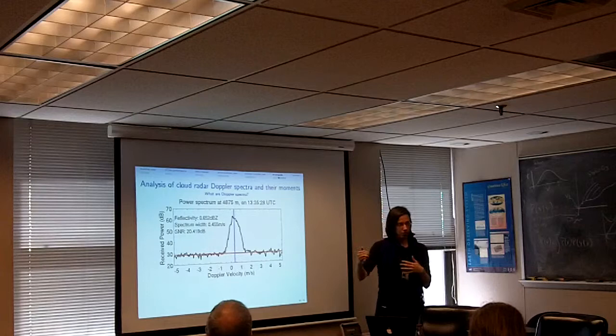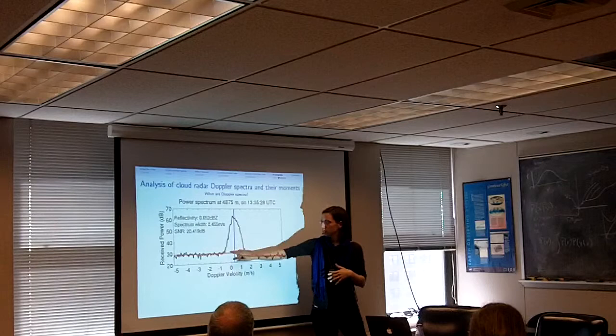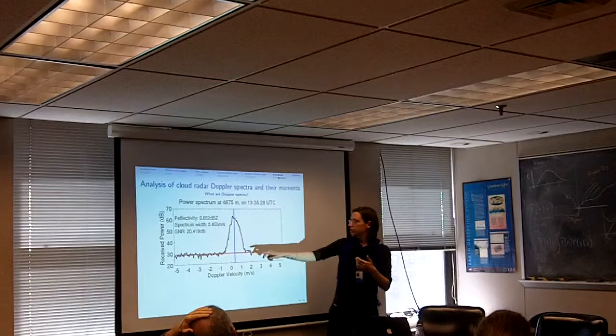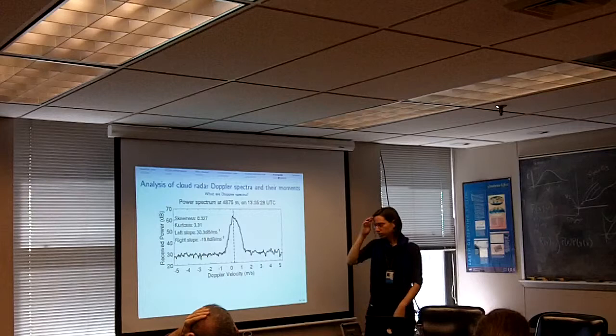Typically you use some moments of the spectrum. The zeroth moment is the reflectivity, which is the area under this curve. You have the mean velocity, the mean Doppler velocity, which is weighted by the reflectivity. And the spectrum width, which gives you an idea of the spread of the power. These are typical measurements. Some higher moments will be the skewness and the kurtosis of the peak, maybe. So how far away from a Gaussian are we?